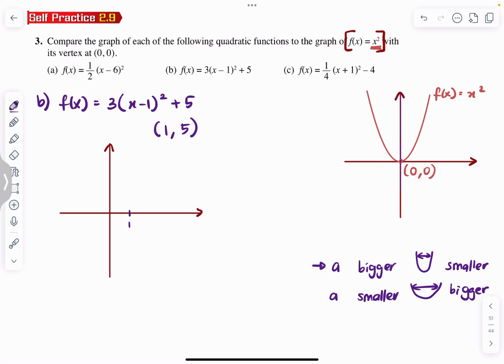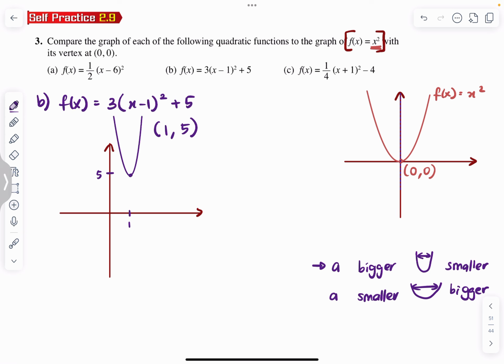So let's assume 1 is here, 5 is somewhere here. So our vertex is now here. And A has become bigger. From 1, it has become 3. So when A becomes bigger, our width becomes smaller. Therefore, our graph will look something like this. Yep. Like that. Alright, somewhere there. Okay, the vertex will be somewhere here.